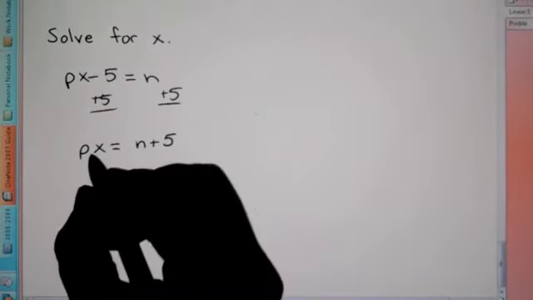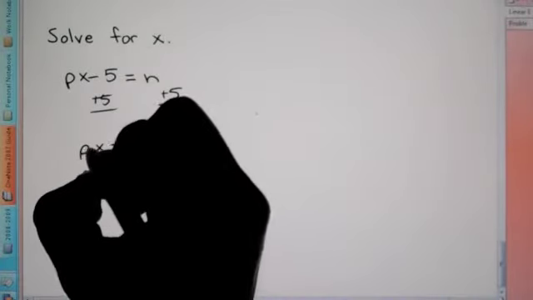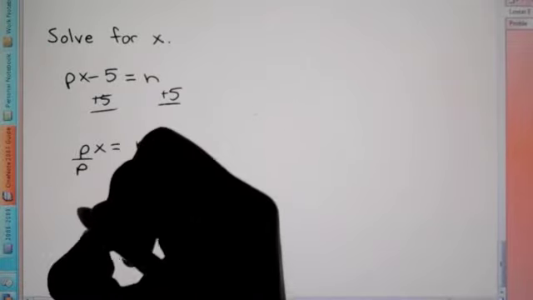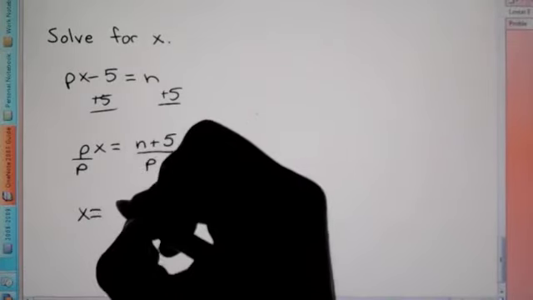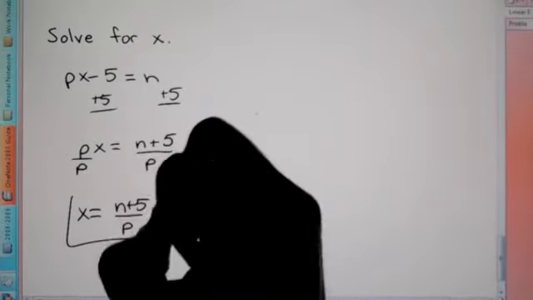And lastly, p is like a coefficient, since it's p times x, we're going to divide. Remember, always do the opposite. So your final answer would be x equals n plus 5 over p. And that would be your final answer.